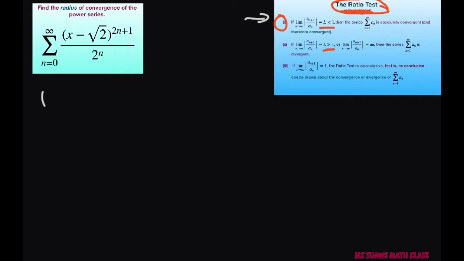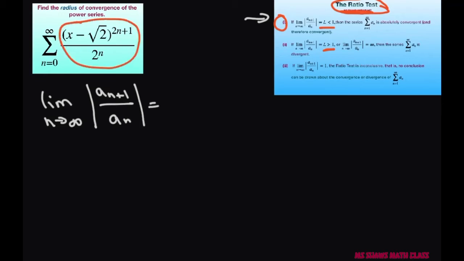So we have the limit, I'm going to write it out so you can see it. The limit as n approaches infinity of the absolute value of a sub n plus 1 divided by a sub n. So this is your a sub n right here. Writing this out, we get the limit as n approaches infinity of the absolute value of (x minus square root of 2), and then for this piece here, that's going to be 2n plus 3 divided by 2 to the power of n plus 1.